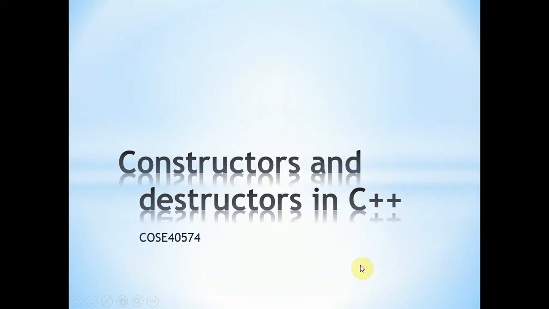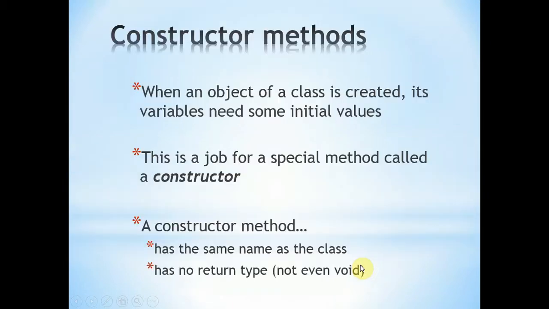Today we're going to talk about constructors and destructors in C++. Now the idea of a constructor method is that when we create an object of a class, then we will need to provide some initial values for that object's variables. And this is a job for a special method called a constructor.